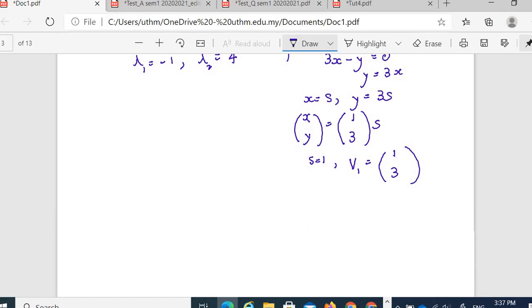So later on you find the V2 in step 1C, find your V2. Similar step. You plug in here.